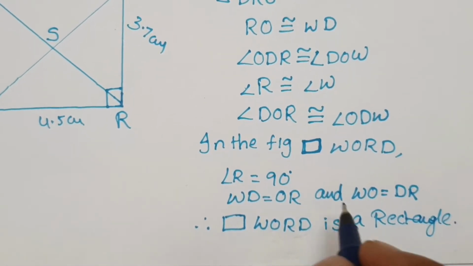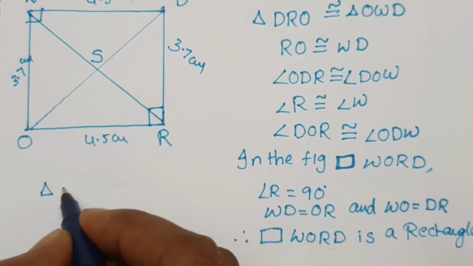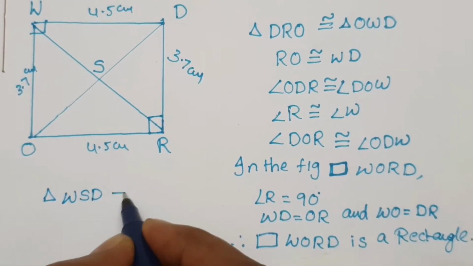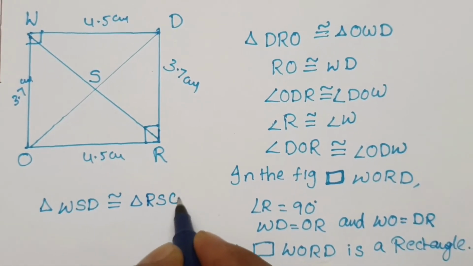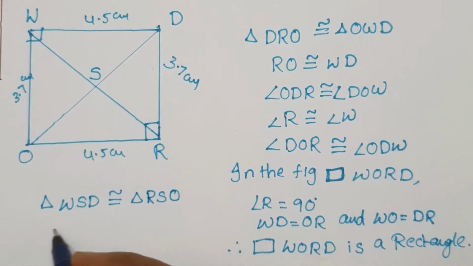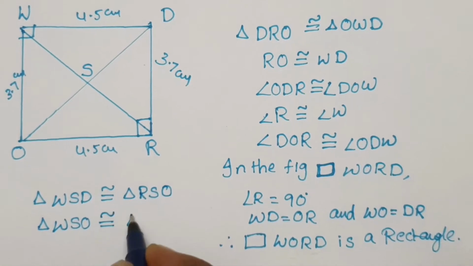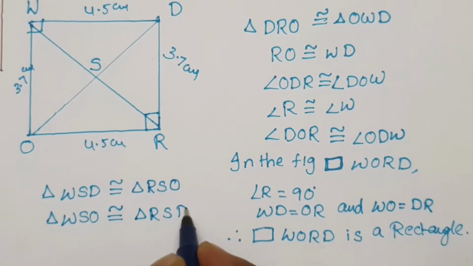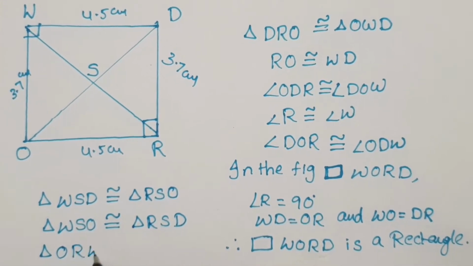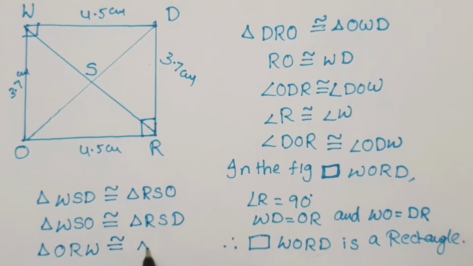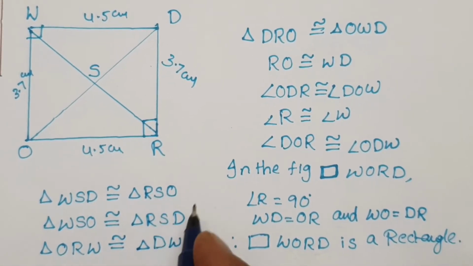Means in that rectangle there are two triangles. See here. Triangle WSD is congruent to triangle RSO. Observe that diagram. Triangle WSO is congruent to triangle RSD. And also another one, triangle ORW is congruent to triangle DWR. These three are congruent.